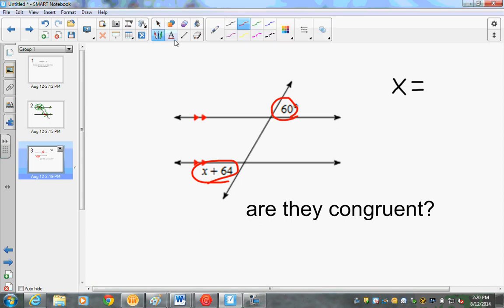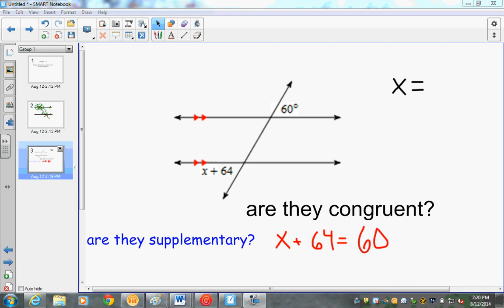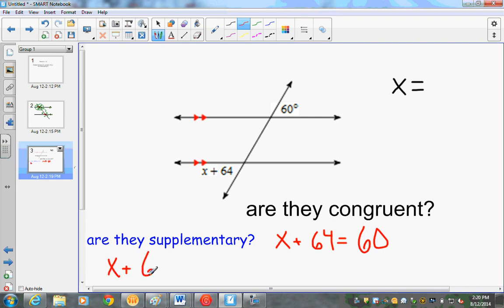Now if they are congruent, this makes life a lot easier, because all we have to do is just say x plus 64 is equal to 60. I just take my 2 angles and set them equal to each other. But the other question that I got to ask myself is this: are they supplementary? Now, if they are supplementary, then I would take x plus 64, I would add them all together, plus 60 is equal to 180.